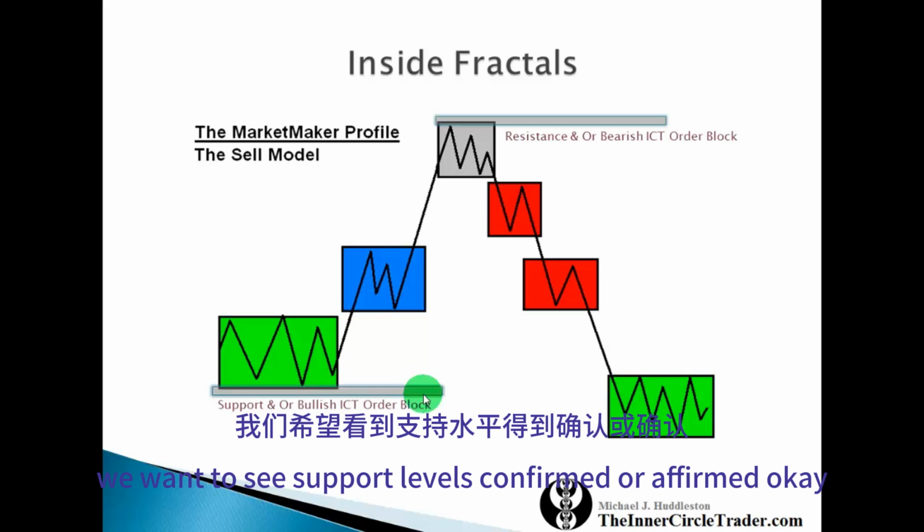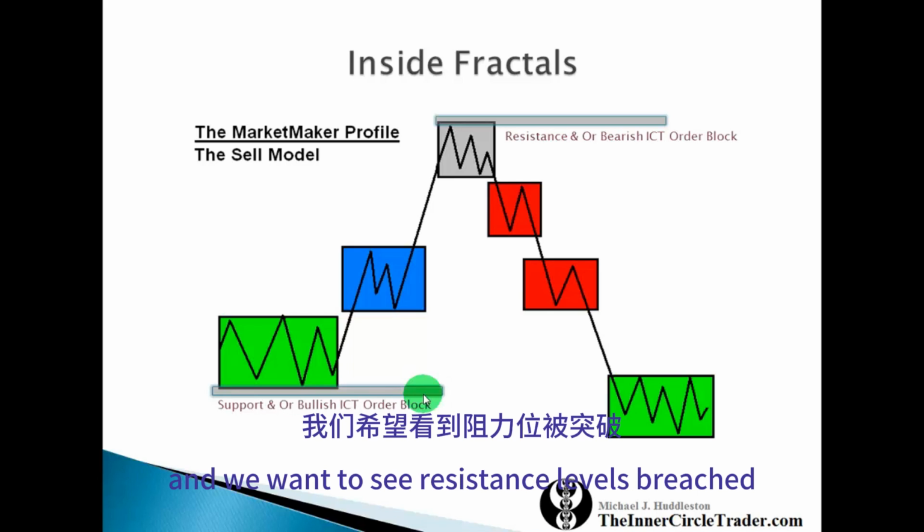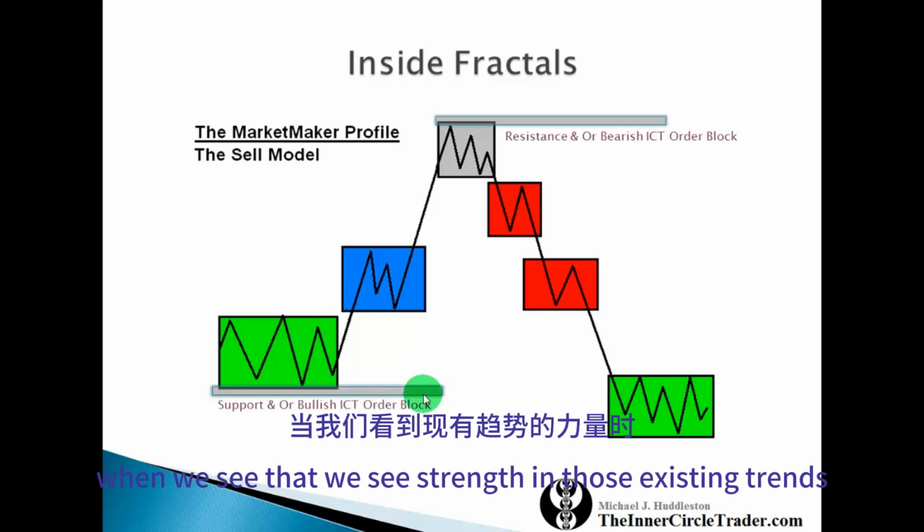We want to see support levels confirmed or affirmed, and see bounces higher in price, and we want to see resistance levels breached. When we see that, we see strength in those existing trends.